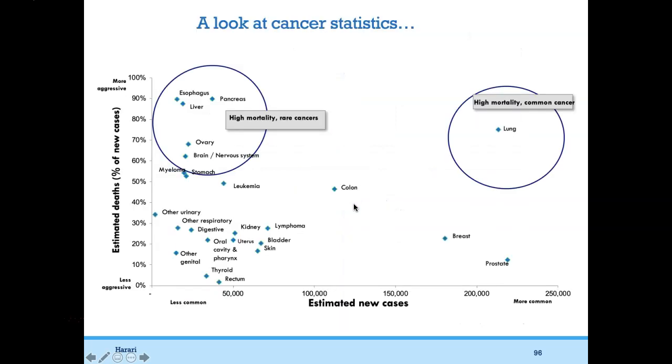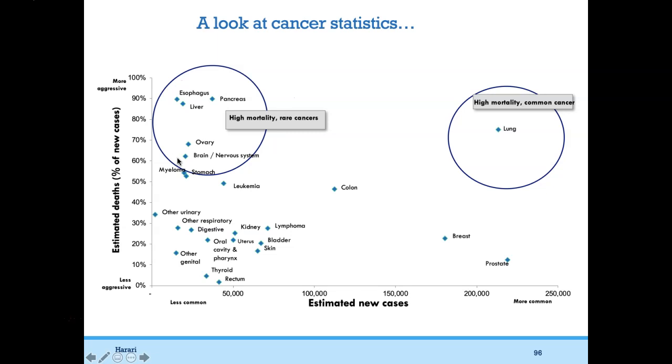So this is a really interesting chart that looks at one axis of estimated new cases. These are the most common, these are the least common. And on the y-axis, you have the least aggressive and the most aggressive. So the farther up, that means the most deadly. And the farther right, that means the most common. So over here, we have high mortality, very common cancers like lung cancer, right? Those kill a lot of people because they're very common and they're very aggressive.